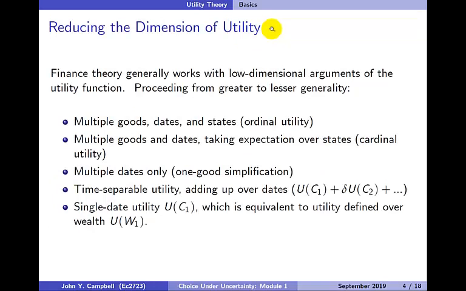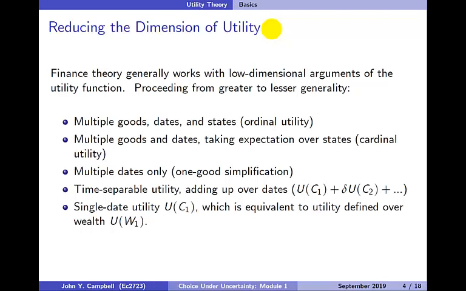Now, in finance, we tend to work with particularly simple versions of von Neumann-Morgenstern utility. In general, one can write utility as a function of consumption of multiple goods at multiple dates in multiple states of nature. And that would be the most general micro description of utility. When we're looking at different states of nature, it would be an ordinal utility function. If we then simplify to a model in which we evaluate utility over multiple goods and dates while taking the expectation over states, that's cardinal utility.